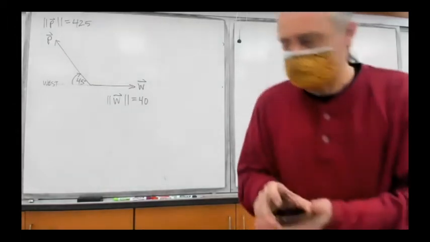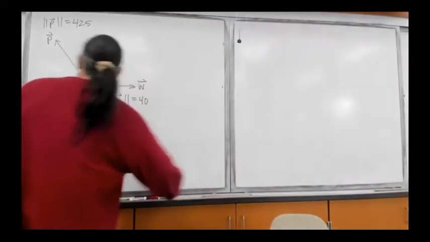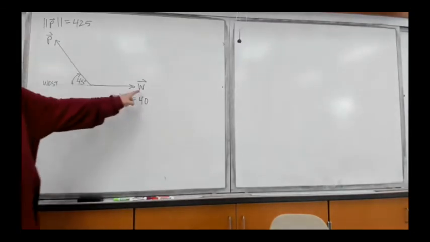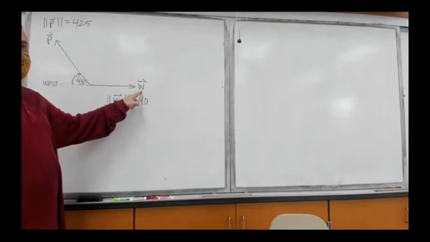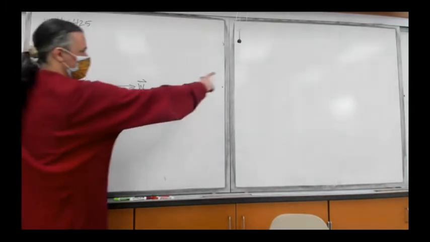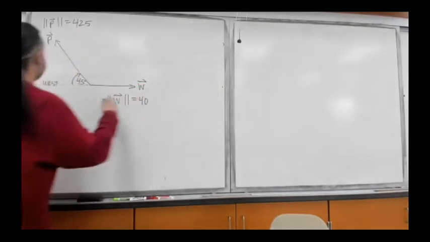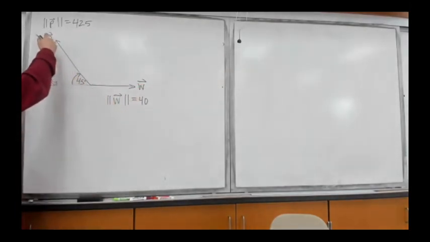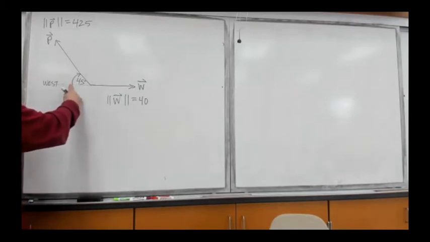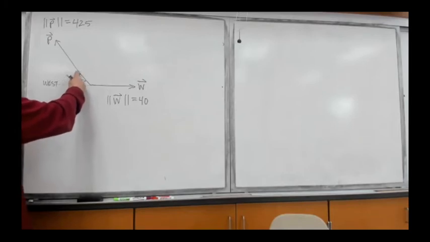All right, so here I drew a little bit of a picture. I'm going to use vector P to represent the plane and vector W to represent the wind. Okay, so the wind is blowing to the east. The plane is going up and to the left. And then the bearing that we're given is north of west.